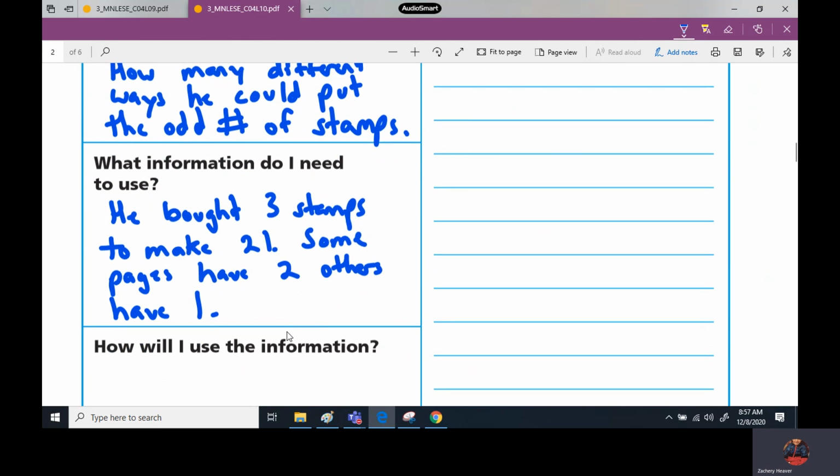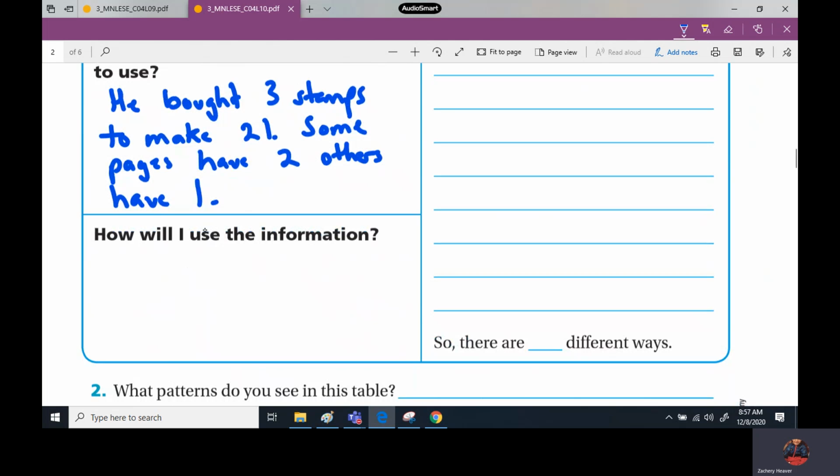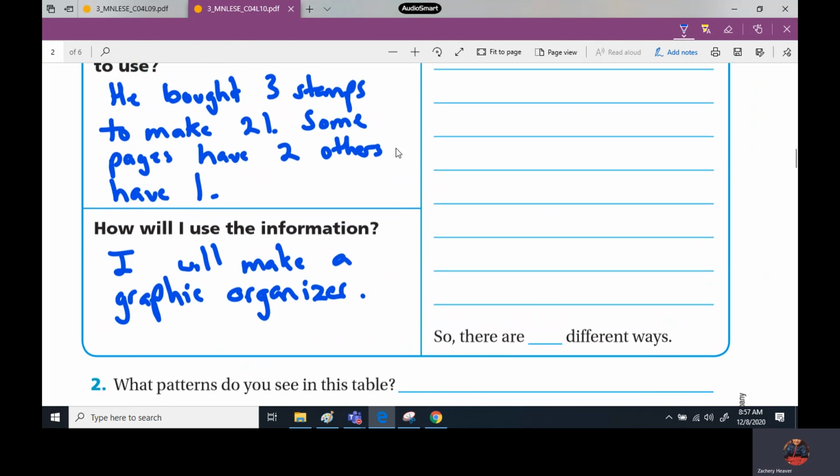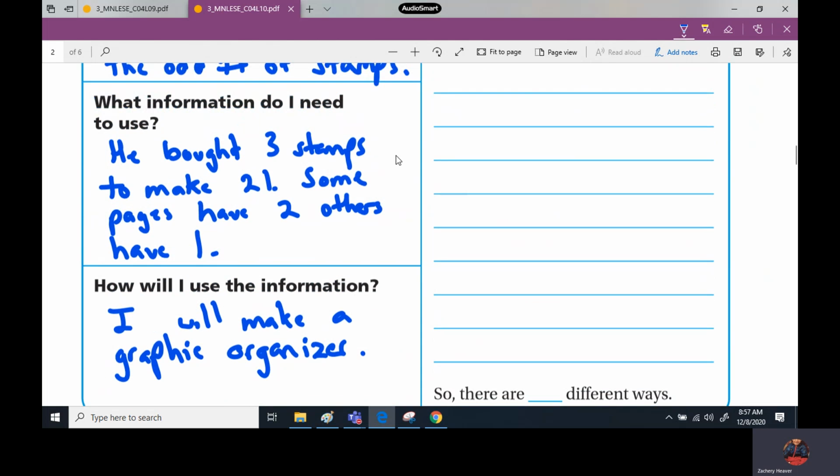How will I use this information? I will make a graphic organizer. I will make a graphic organizer, and I'll leave it right here for like 2 seconds to let you kind of copy that down, so you don't have to keep pausing and starting.